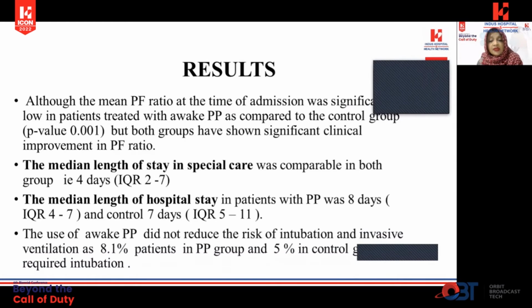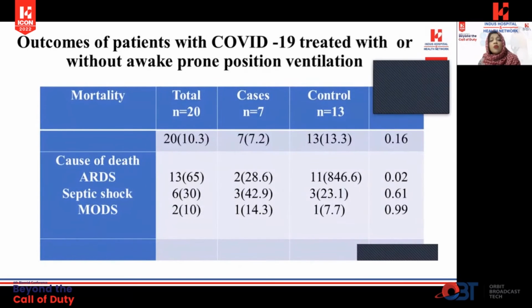The use of awake prone position did not reduce the risk of intubation and invasive ventilation. 8.1% of patients in the prone group and 5% in the control group required intubation, and that difference did not reach statistical significance. The overall mortality among the study participants was 10.3%, and it was similar in both groups. The cause of death in the majority of the study participants was ARDS, followed by septic shock and multi-organ dysfunction. ARDS leading to death was more common in patients who were treated with standard of care alone as compared to those who received prone position ventilation, with a p-value of 0.02.